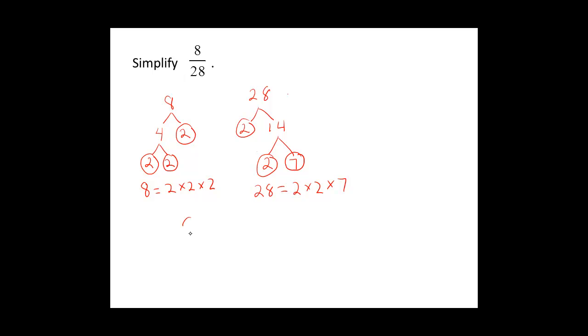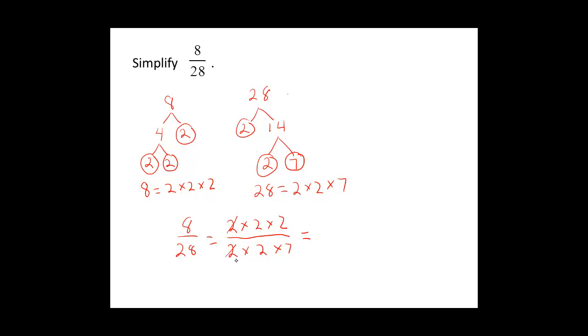The fraction 8 over 28, we can rewrite that using the prime factorization for 8 in the numerator and the prime factorization for 28 in the denominator. We can simplify this by dividing out common factors in the numerator and denominator. We have a 2 in the numerator and denominator. We can divide out a 2.